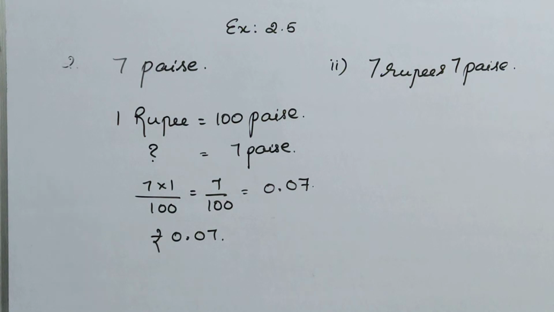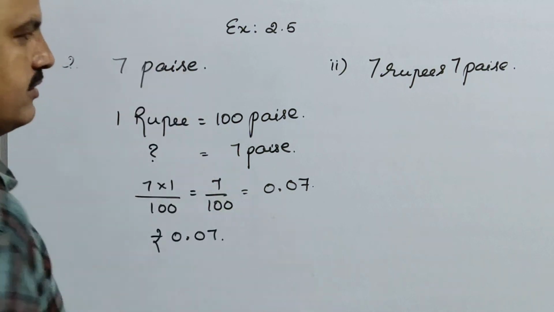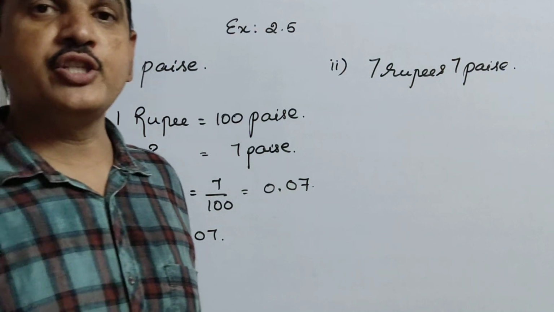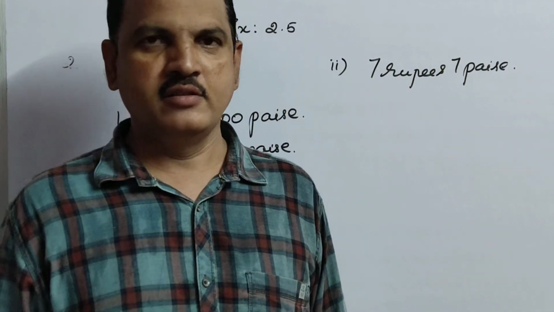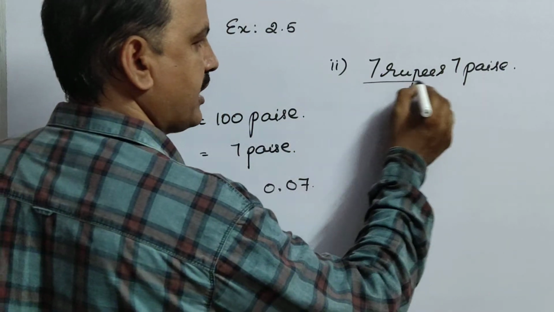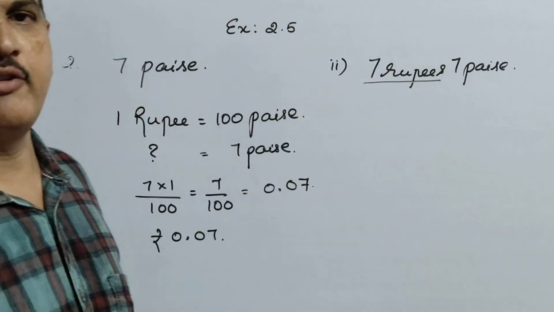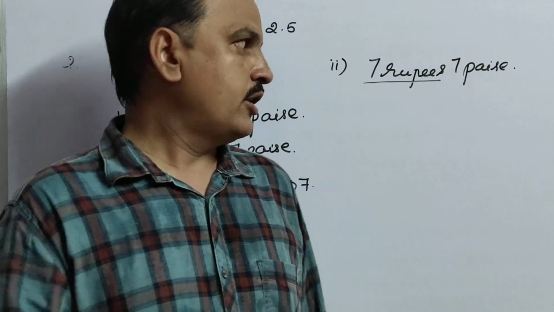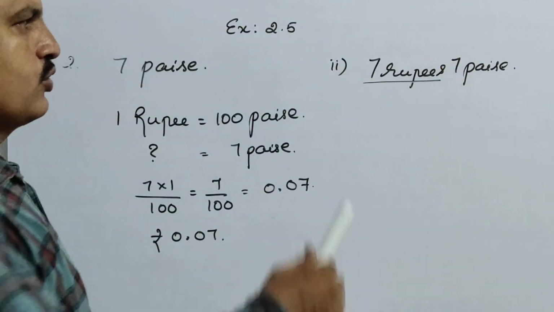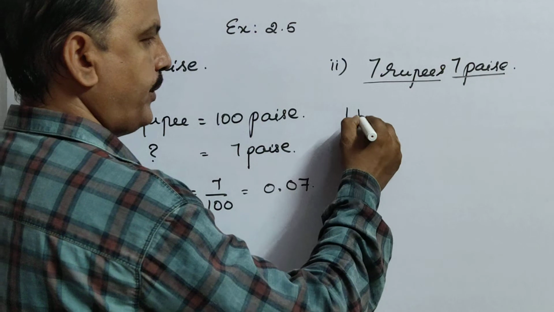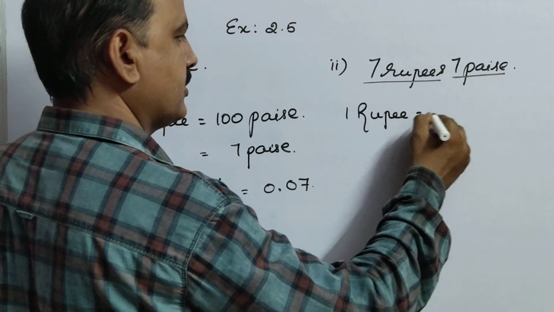The second question is 7 rupees 7 paisa. What is the difference between the first question and the second question? Here it is 7 paisa only, but here it is both 7 rupees and 7 paisa. We don't want it like that; it has to be changed completely into rupees. First, 7 rupees is there. Don't touch that 7 rupees because it is already in rupees. Now 7 paisa is there, so first convert this paisa into rupees. 1 rupee equals 100 paisa.